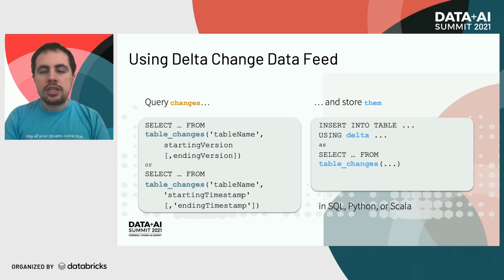And then once you've configured your table to produce a change data feed, you can query it using this table changes function that allows you to see the changes in the feed, either in a particular version range or within a particular range of times. And then the result of the table changes method is just a normal Spark SQL data frame. So you can transform it, you can split it, you can display it, or you can store it into another table for use in later downstream processing.